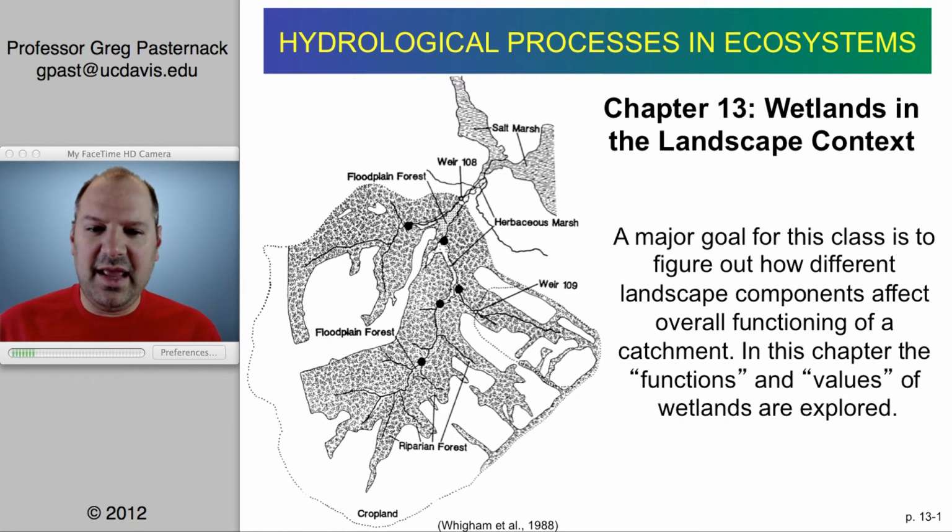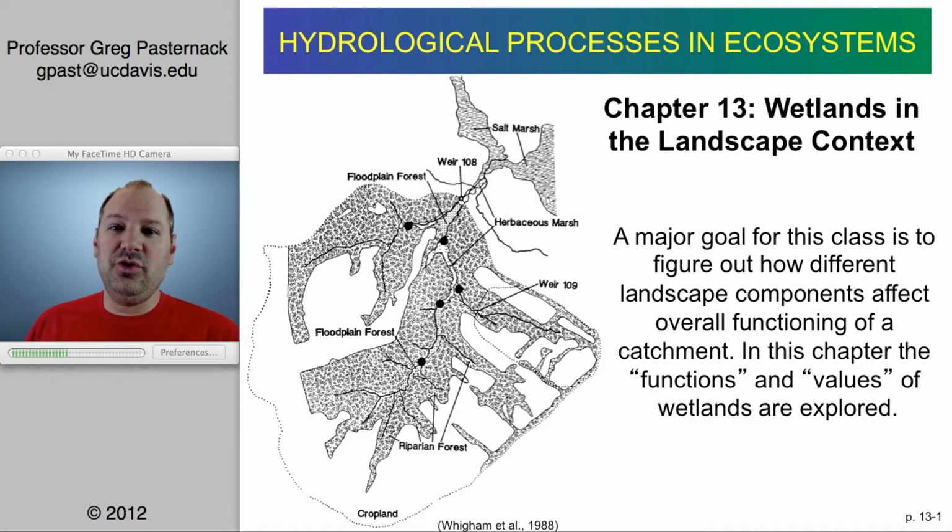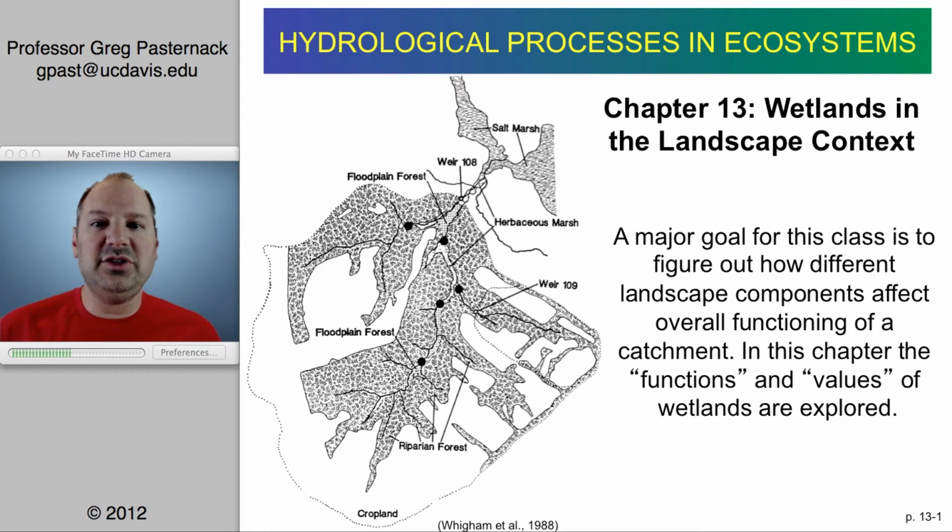This is the video podcast for Chapter 13 on wetlands in the landscape context. If we take a step back and look at the big picture of what this class is about, what I'm trying to do is introduce you to the hydrological cycle in different patches of the landscape, whether those have been wetlands, urban areas, rangeland. We'll go through riparian and, of course, uplands in different contexts.